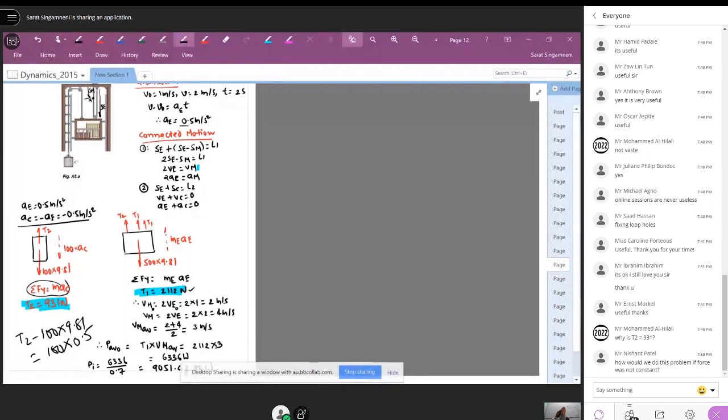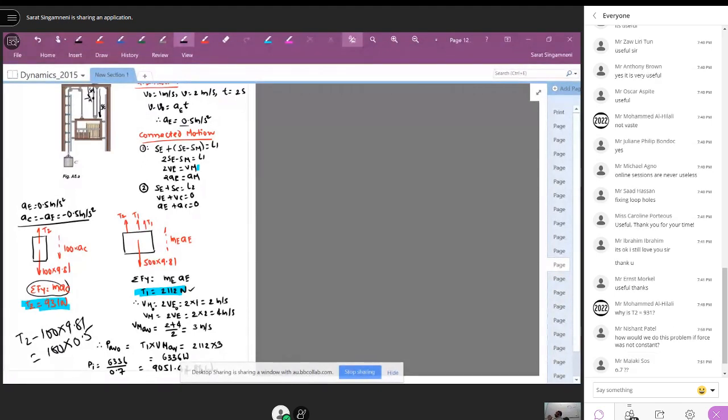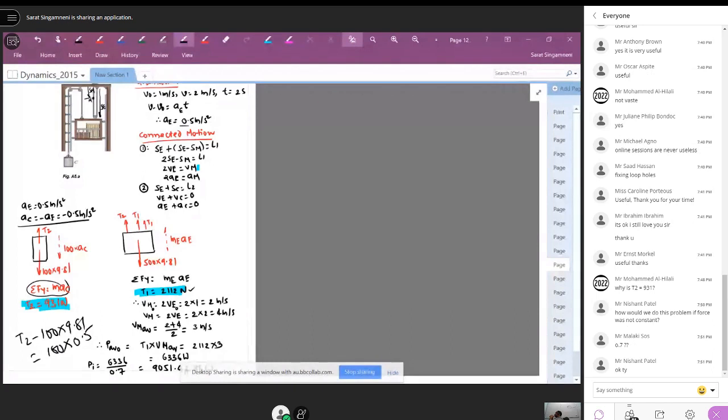How would we do this problem if force was not constant? If force is not constant, check if he gives any equation for the force. If force is given as a function of time, you can calculate the acceleration as a function of time and substitute the appropriate quantities. Okay, any other question?